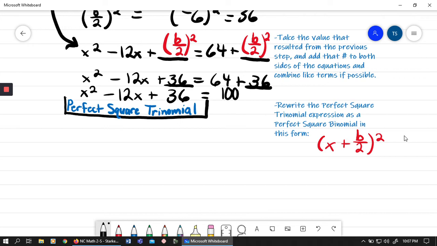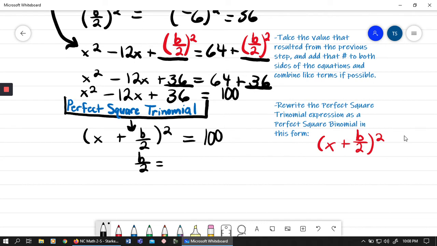And so when we do that, we write this perfect square trinomial in the x plus b divided by 2 squared form. Remember, it's still an equation, and it's equal to 100. So again, folks, the number that we had calculated before was not b divided by 2. What we had calculated before, that 36, is not b divided by 2. The 36 was b divided by 2 squared.